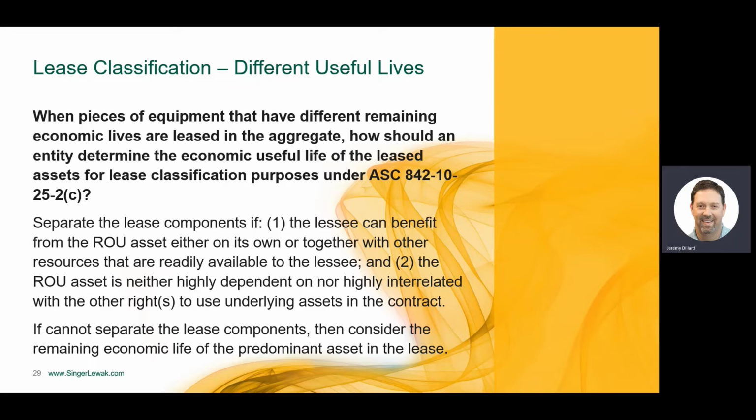An example of this would be a lease of a building, and that lease includes all the machinery and equipment inside the building. In those situations, the FASB decided the entity should separate the lease components if the lessee can benefit from the leased asset either on its own or together with other resources, and the leased asset is not highly dependent or interrelated to other assets identified in the lease agreements. If both of those requirements are not met, then the entity should apply the predominance principle and use the estimated life for the predominant asset in the lease.